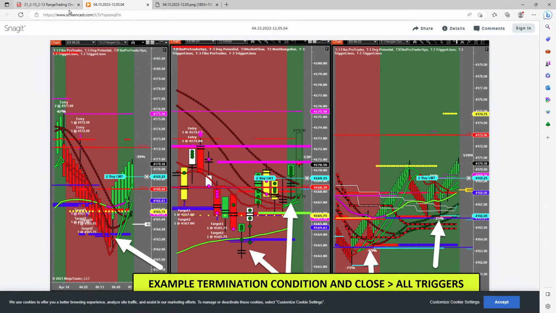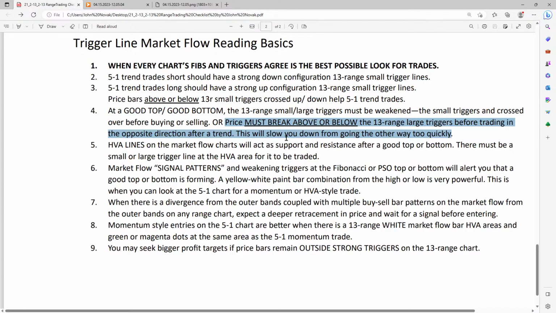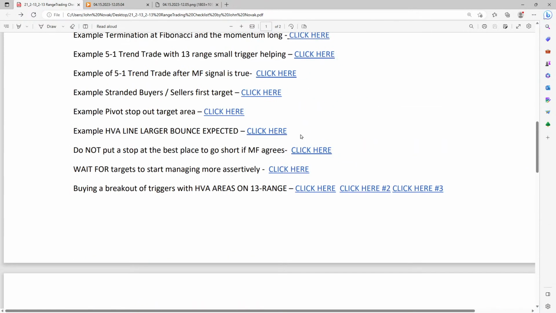Jose, let's go back to the last picture. Jose, what are your rules for an entry? Where do you normally buy or sell?